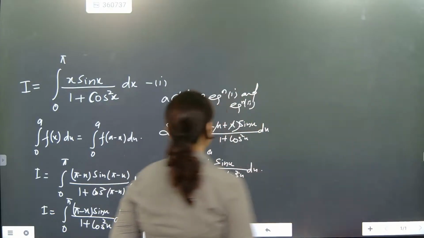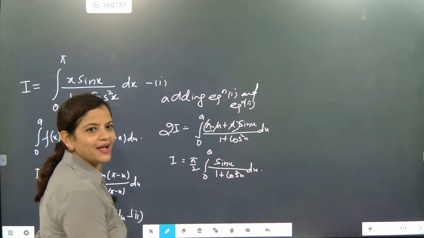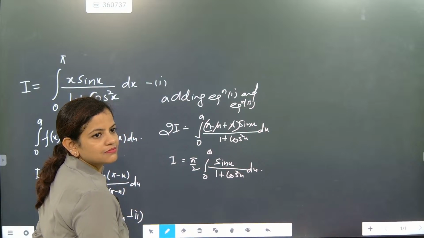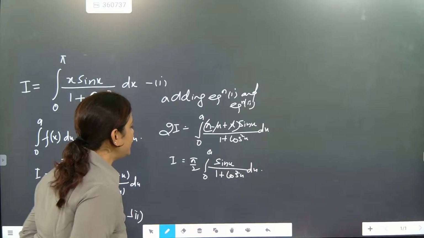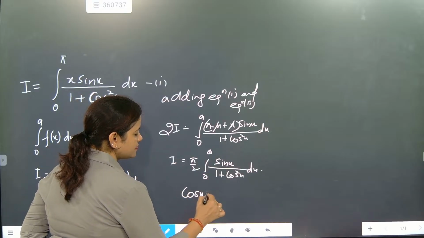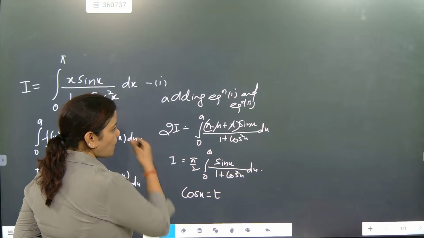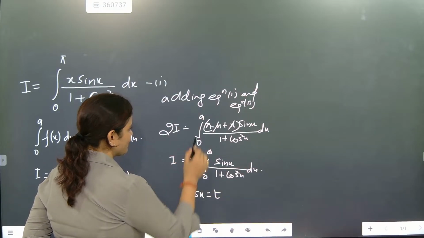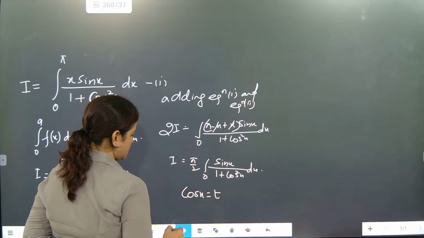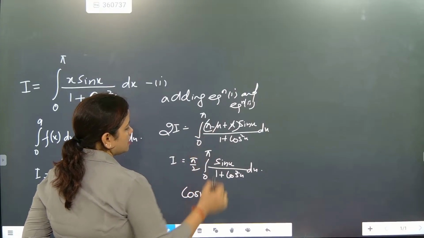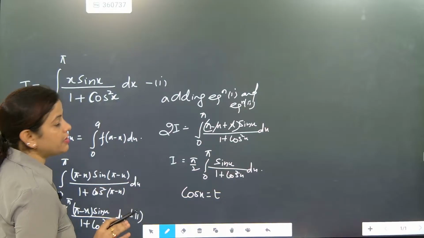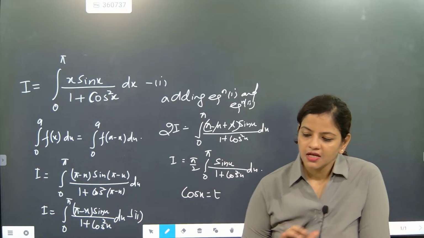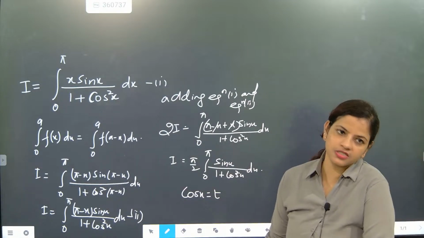Okay. Now after this, what is your conclusion, sir? Substitution. Which substitution, sir? Cos square x. Can I take cos x is equal to t? Here it is pi. Okay, cos x is equal to t, but cos pi is very dangerous for you. Let's see whether you are able to solve or not. Take it, cos x is equal to t.